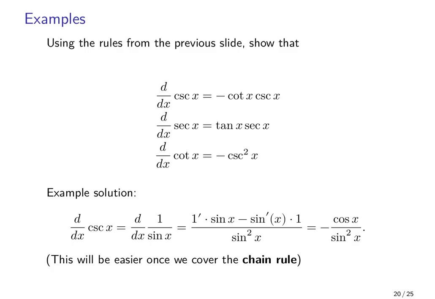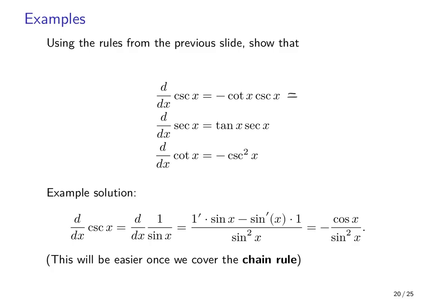Next up are the remaining three trigonometric functions: cosecant, secant, and cotangent. Derivative of cosecant is negative cotangent times cosecant. Derivative of secant is tangent times secant. And derivative of cotangent is negative cosecant squared. You can also, of course, write these in terms of elementary sine, cosine, and tangent.